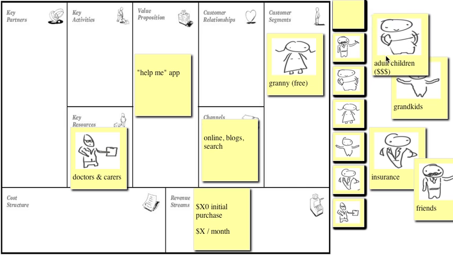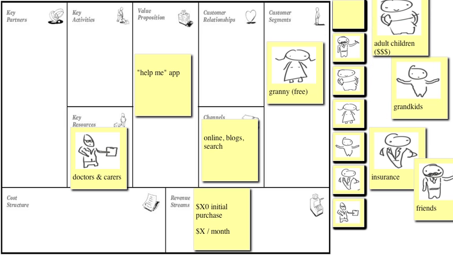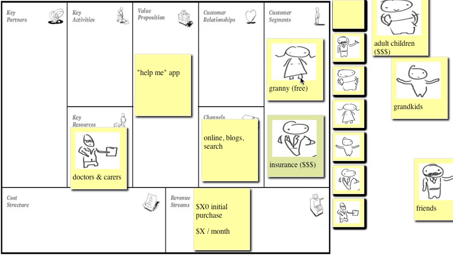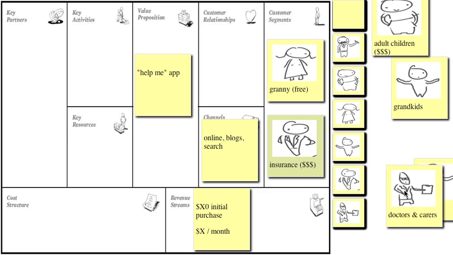A third way we can go, looking at this pile: the friends don't have much money, the grandkids don't have much money, but the insurance agencies have a lot of money. We'll make it green, they have so much money. And bringing the insurance guys in to foot the bill completely changes the dynamics of the business model.